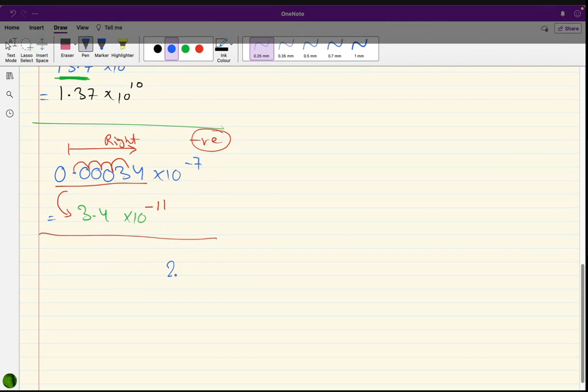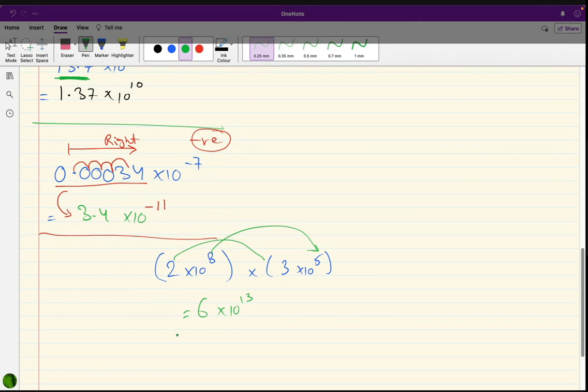So if I have a number 2 into 10 raised to power 8, this is the first number multiplied with 3 into 10 raised to power 5. So what happens? 2 3 times is 6, and bases same, powers add. So 8 plus 5 is 13.